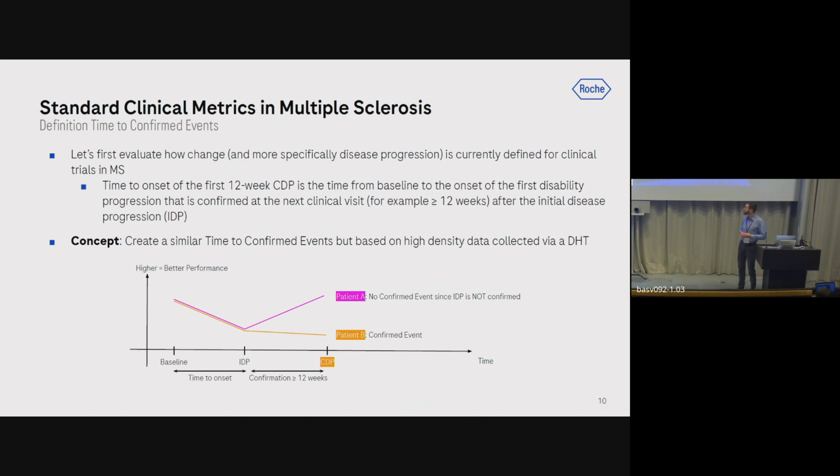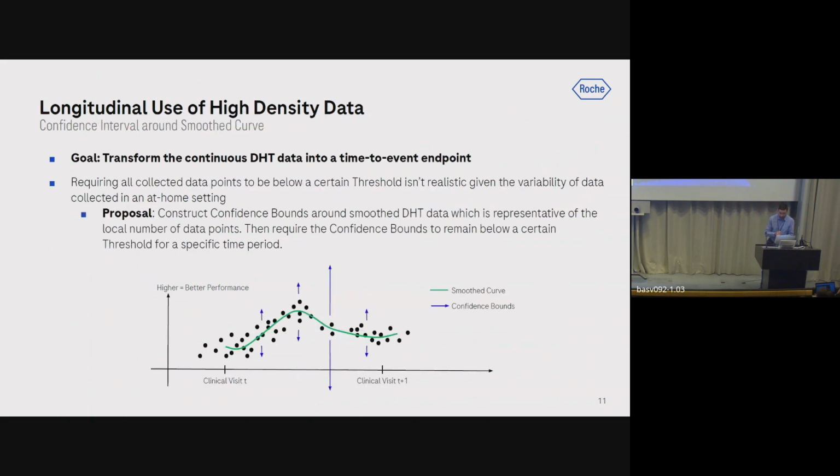For example, here it could be 12 weeks, so the purple patient doesn't have a confirmation because he's back to its initial level, while patient B has a confirmed progression. And really what we want to do is take this concept and translate it into high density data. So as I said, how are we going to take these kind of continuous high density data that we had before into a time to event endpoint?